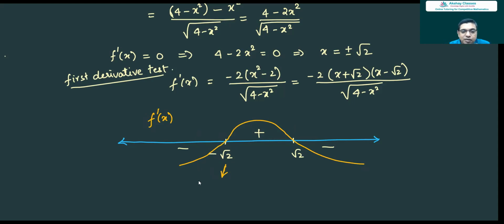It is the point of minimum because f dash x is changing sign from negative to positive. The slope is negative to positive. So this is the point of minimum. And this is the point of maximum because f dash is changing its sign from positive to negative. So the first derivative test helps us in this problem.